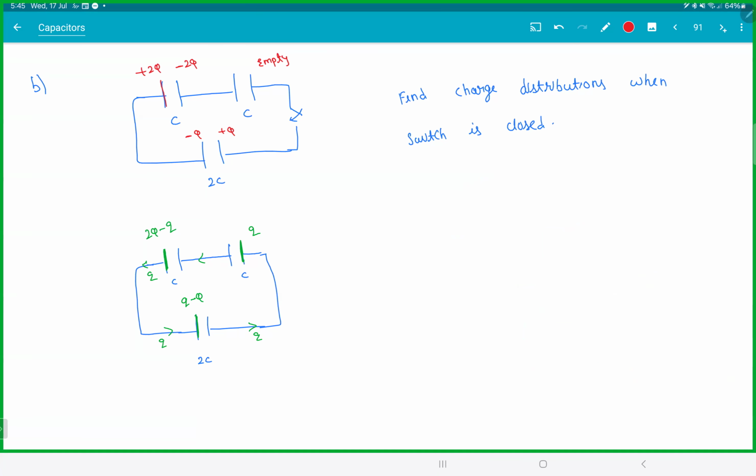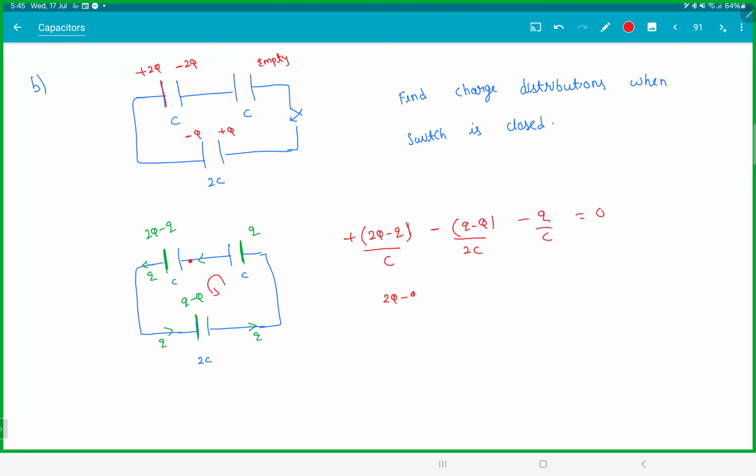The general confusion that I see is people asking, sir, how do you know this is the positive plate? How do you know that is the negative plate? I don't know. Start with positive, keep it simple, finish it off. Apply Kirchhoff's loop law in this. I'm starting from here, going from negative to positive plate, so it is plus 2Q minus Q by C. Then going from negative to positive plate, minus Q by 2C, minus Q by C equal to 0.